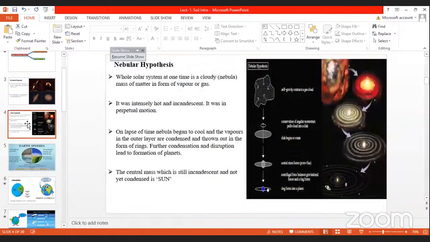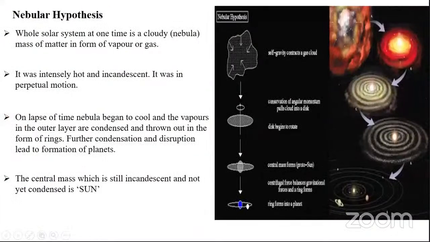So this cloudy mass is called nebula. What he said was that later the cloudy mass became very hot and incandescent. It was in a perpendicular motion, it converted into perpendicular motion like this. See, follow this diagram, students. What happens slowly? That hot nebula completely cools and vapors in the form of rings.